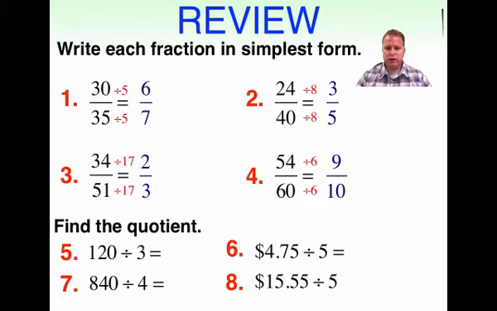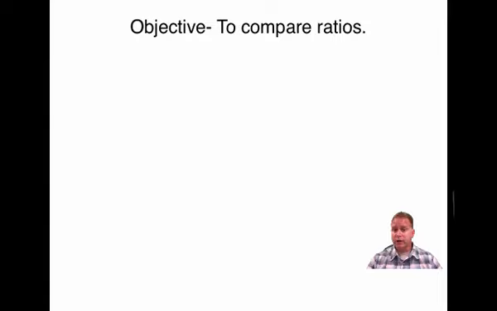So for 5 through 8, we were supposed to divide. 120 divided by 3 is 40. 840 divided by 4, $4.75 divided by 5 is 95 cents. 840 divided by 4 is 210. $15.55 divided by 5 is $3.11. So that's our review. Basically, we're simplifying fractions, and our objective today is to compare ratios.